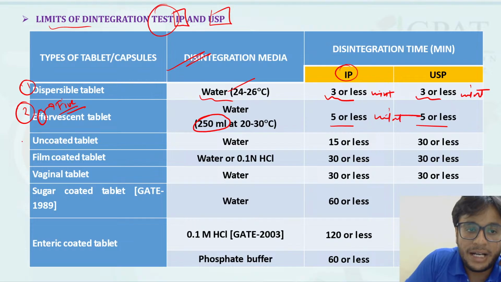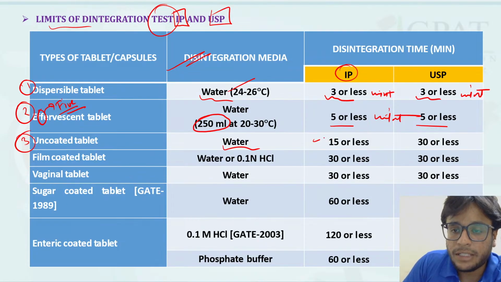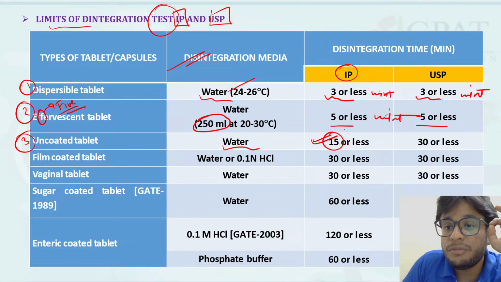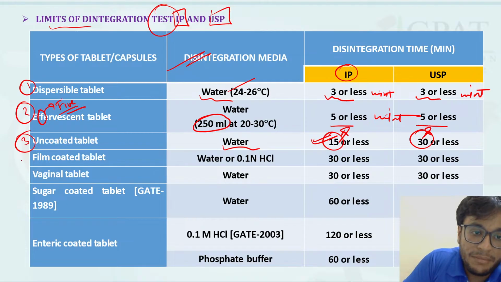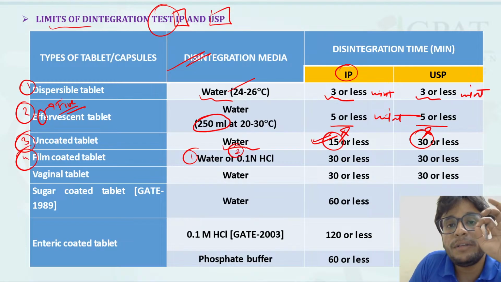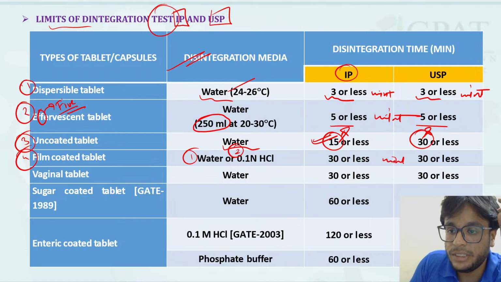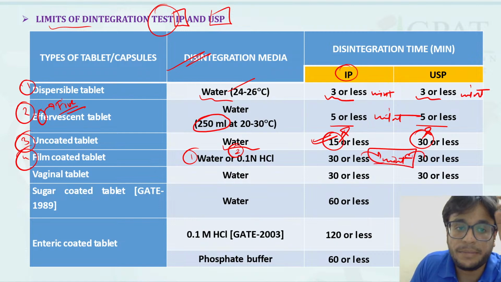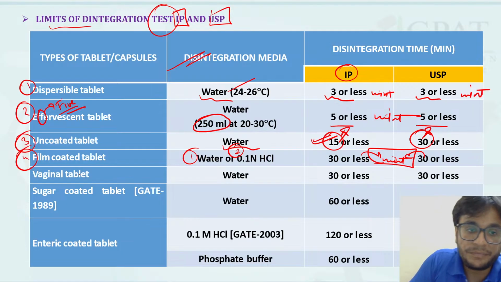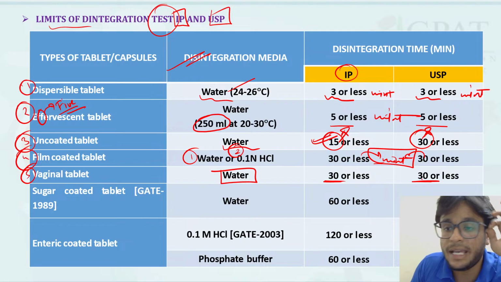Then comes the uncoated tablet. Only water is taken as the disintegration media, and the time, you have to remember, for the uncoated tablet is going to be 15 minutes for the IP and 30 minutes for the USP. For the film coated tablet, we can either use water or 0.1 normal HCl, and 30 minutes is going to be the time for disintegration. For the vaginal tablet, as with the film coated tablet, we can use water, and the disintegration time is 30 minutes for both IP as well as USP.